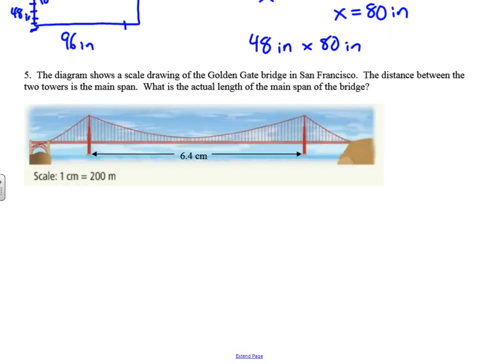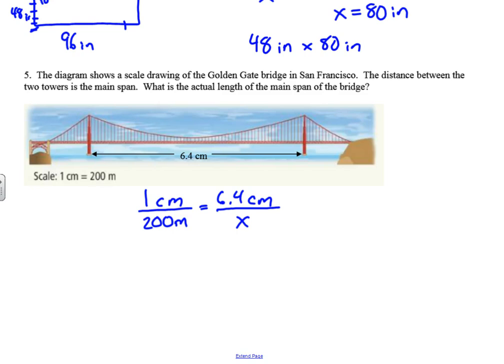The diagram shows a scale drawing of the Golden Gate Bridge in San Francisco. The distance between the two towers is the main span. What is the actual length of the main span of the bridge? So in this case, it's just a proportion. We know that 1 centimeter equals 200 meters, and we know in our diagram that 6.4 centimeters will equal x. So that's going to be the actual one.